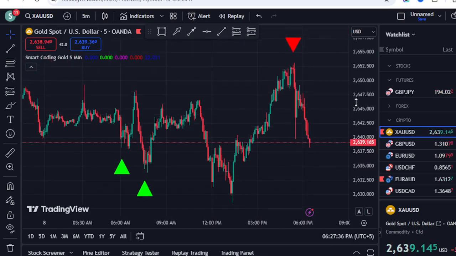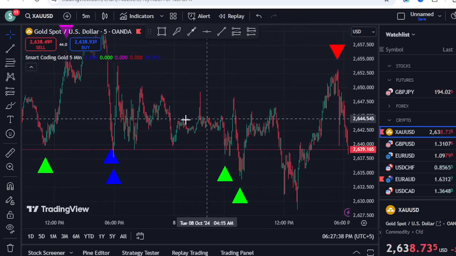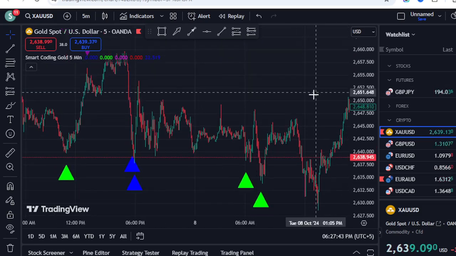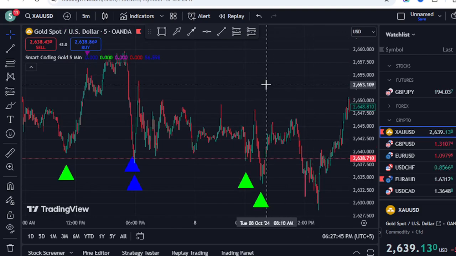And guys, in this indicator I have two types of setting. First of all, this is the normal setting, and the second setting that I have given in this indicator is the aggressive one. I will show you both.